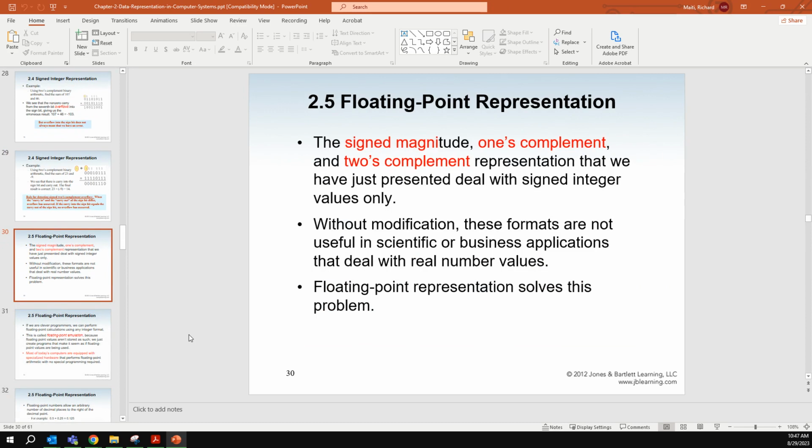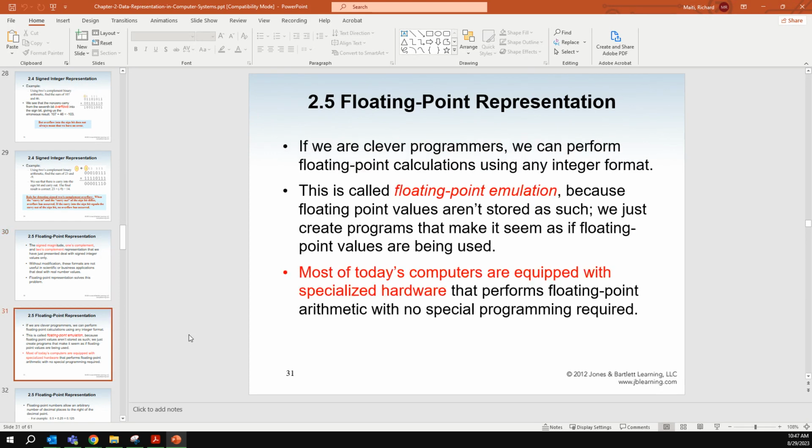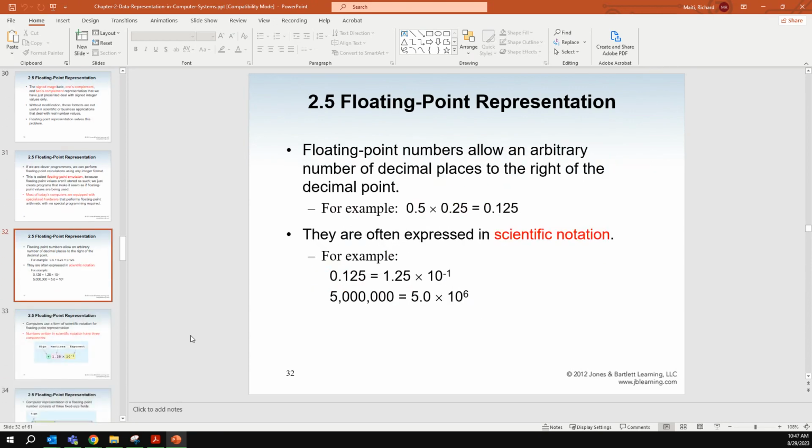So this gets more into the floating point representation of the sign magnitude, 1's complement and 2's complement. Without modification, these formats are not useful in science or business applications. We've got specialized hardware in today's computation that performs floating point arithmetic, but it doesn't require any kind of special programming. Some examples, getting into here.